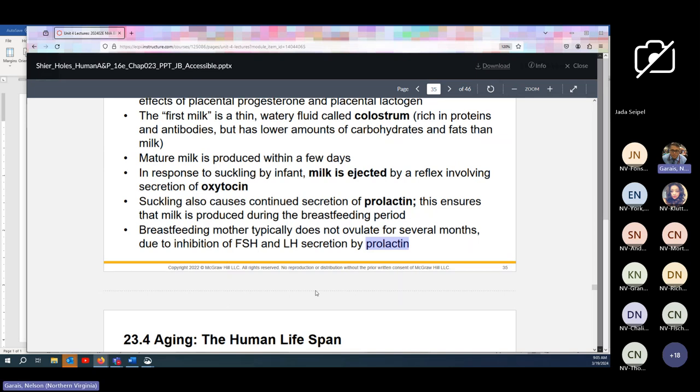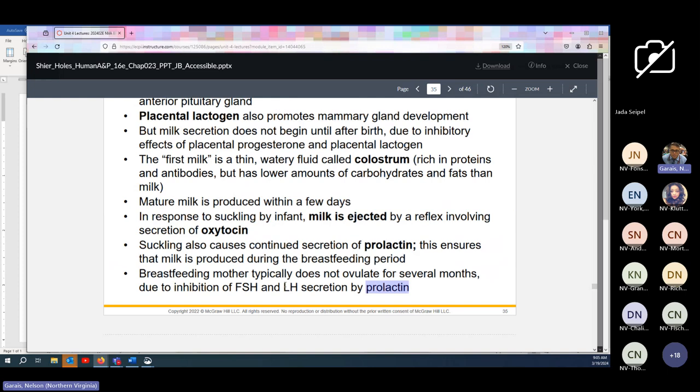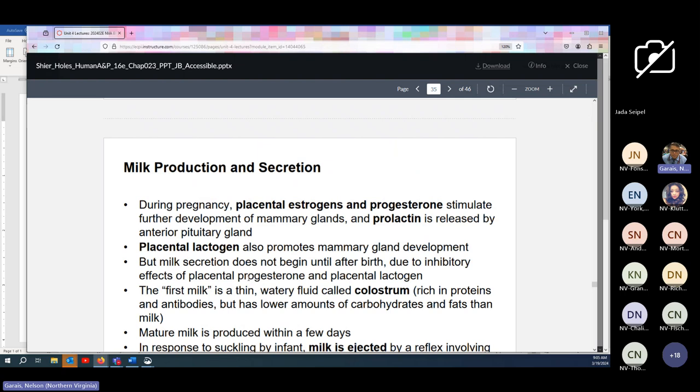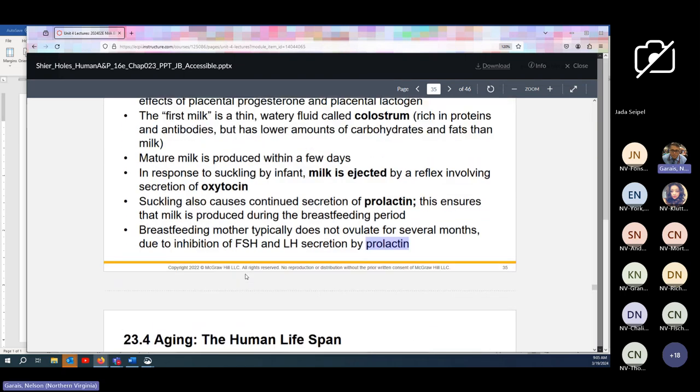Having children one after the other like that also leads to some high risk issues, especially if mommy had any gestational issues like diabetes, hypertension, preeclampsia, any of that stuff. We want to give mommy a break to recover. Okay, so that is, what do you call that? The process of fertilization to 40 weeks.